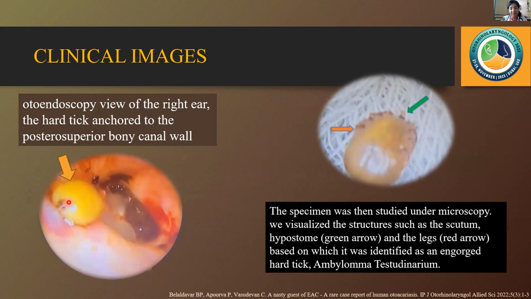When we removed the specimen and examined it under the microscope to understand what it could be, we realized that there was a scutum, denoted by this green arrow, which is none other than the mouth. And over here, the hypostome. And then we have the legs, shown by the red arrows. When we understood its anatomy and discussed with our colleagues in microbiology, we understood that this was Amblyomma testudinarium.